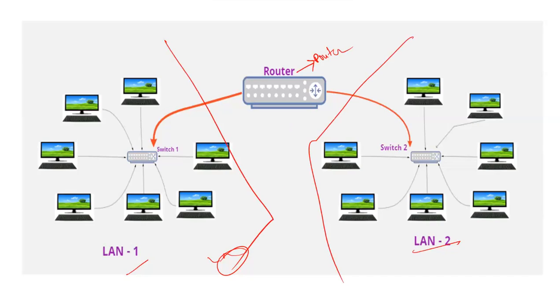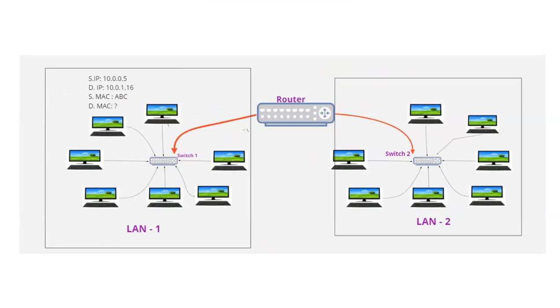So by using a router, we can connect multiple networks together. We'll discuss what a router is and its functionality later on. For now, if you want to connect two networks together, we need a network device called a router. Inside the network, we have switches.